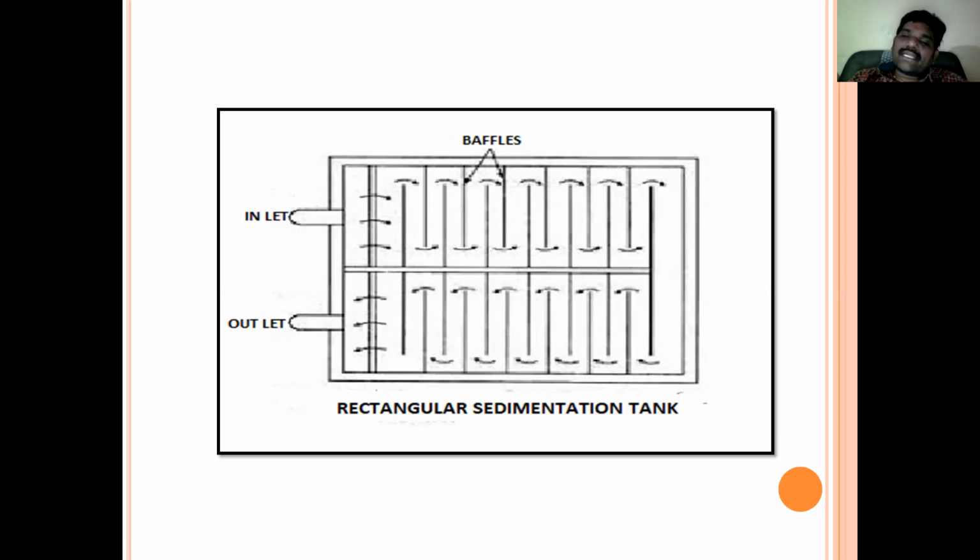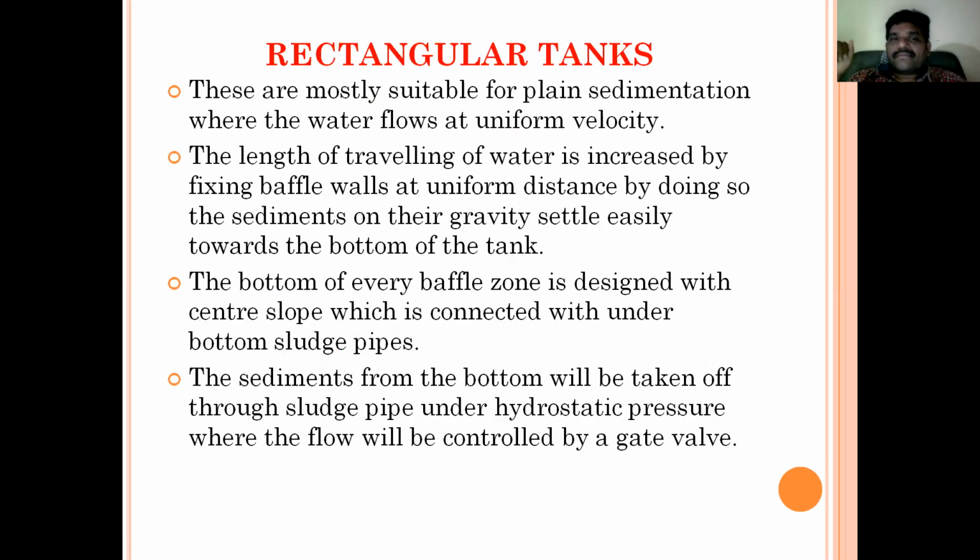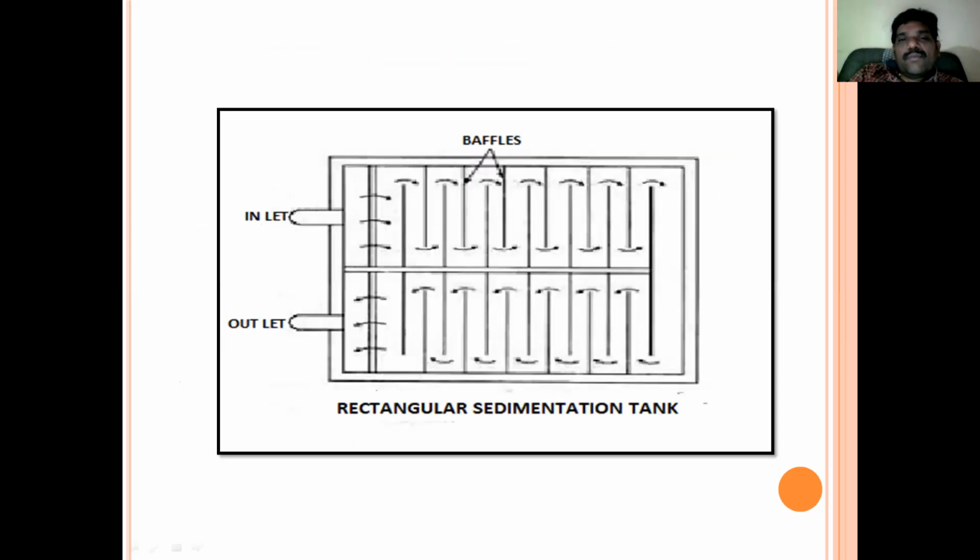These are called rectangular sedimentation tanks. These are mostly suitable for plain sedimentation, where the water flows at uniform velocity. I said that the velocity will be fixed or maintained. The length of travel of the water is increased. How do we increase it? Simply by keeping baffles.